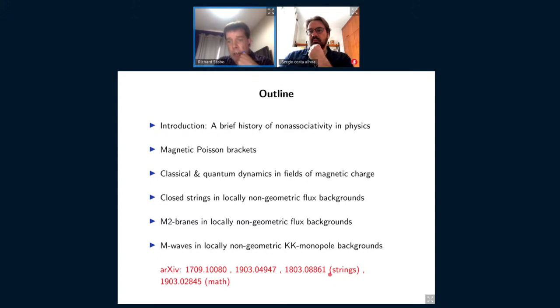If you're more interested in how this picture fits in with strings and M theory, this other article here is more relevant. It focuses more on the applications to string theory. And finally, if you're more mathematically oriented and you'd like to learn a bit more about the kind of higher mathematics that's involved in what I'm going to say, there's this article that I wrote last year, which focuses less on the physics but more on the technical mathematical aspects.